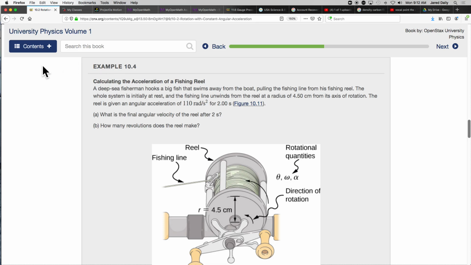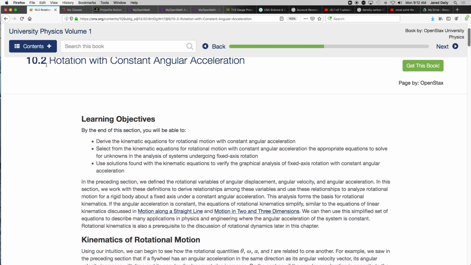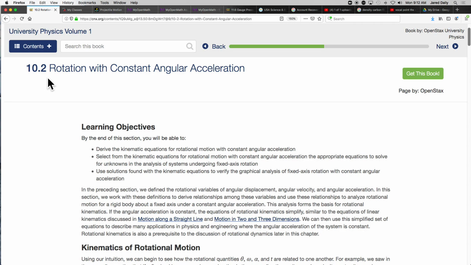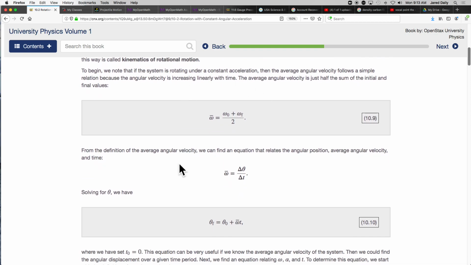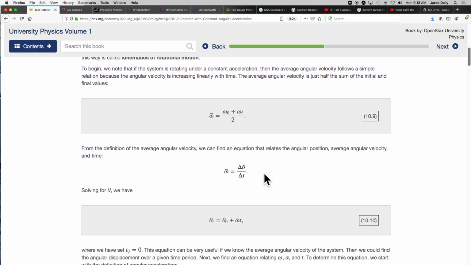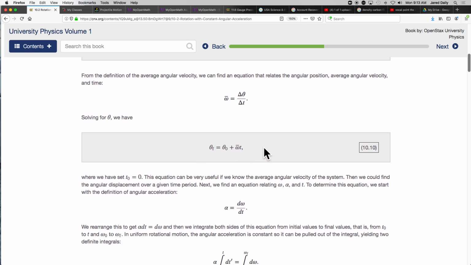So last time we ended up at the beginning of 10.2, where we have rotation with constant acceleration, which is essentially the beginnings of kinematics in rotational motion, right? So we looked at some of the kinematic equations and how they translate into rotational motion, and really it comes down to something really quite simple. And let's take a look at that simplicity.